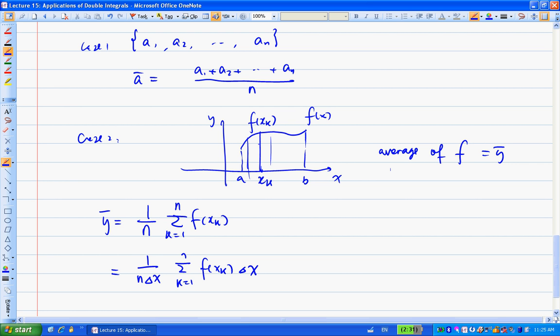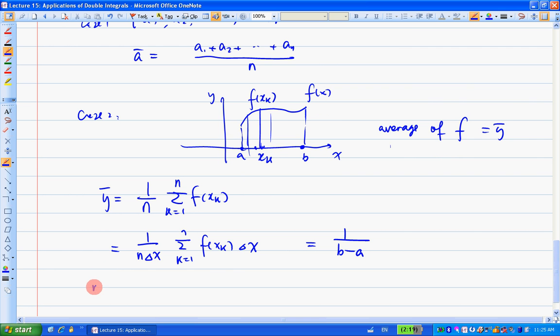Delta x is basically a small length around this xk. So how many delta x do I have? I have n number of delta x. So when you multiply this n with delta x, what do you get? You get the length from a to b, exactly. You get b minus a here. So n delta x equals b minus a.